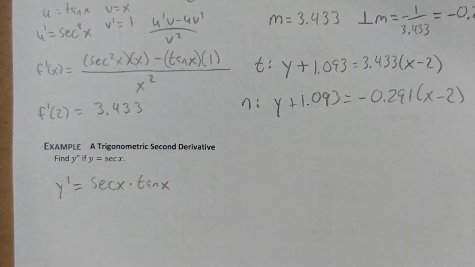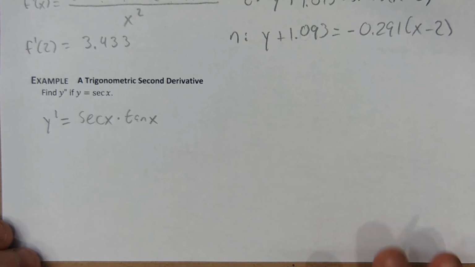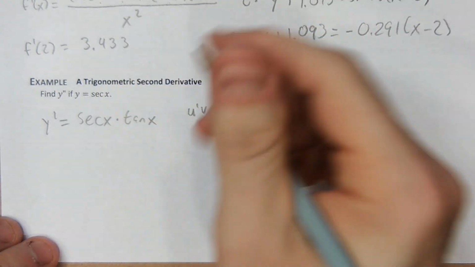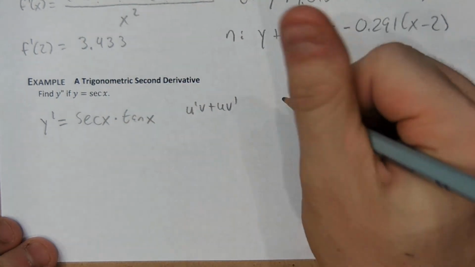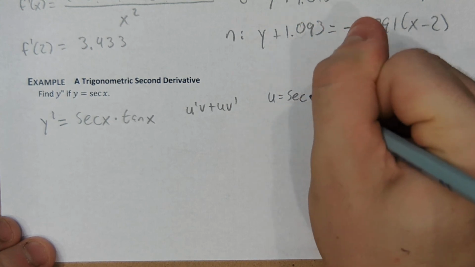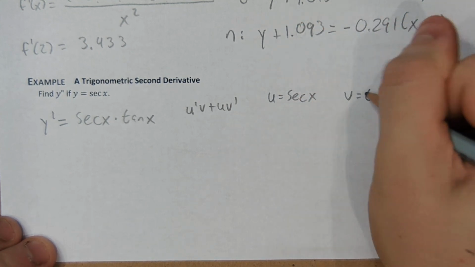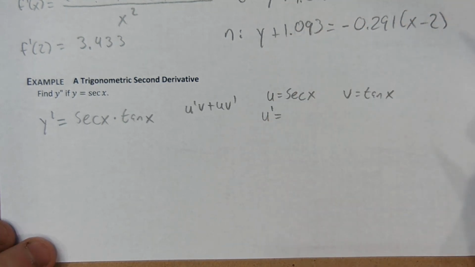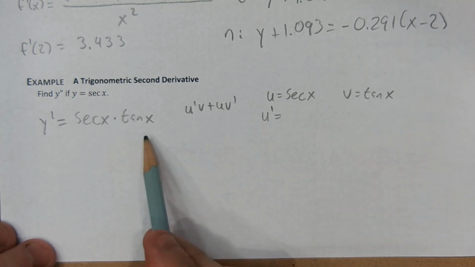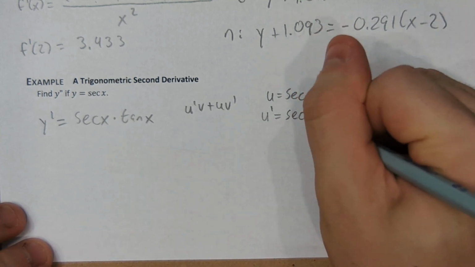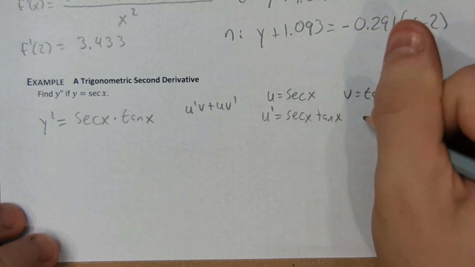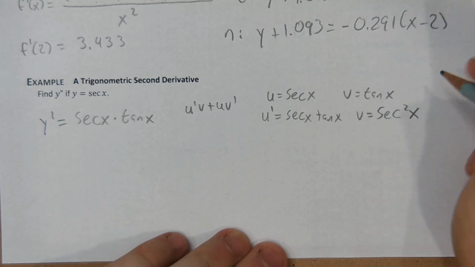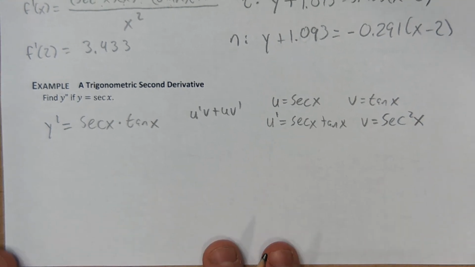So in order to find y double prime, we're going to have to use, you guessed it, the product rule. U prime v plus u v prime. Where u is secant x, v is tangent x. U prime is the derivative of secant x, which is, well, right here, secant tangent. And the derivative of tangent happens to be secant squared. There's a lot of secants here, isn't there? Interesting. Let's see what we get.